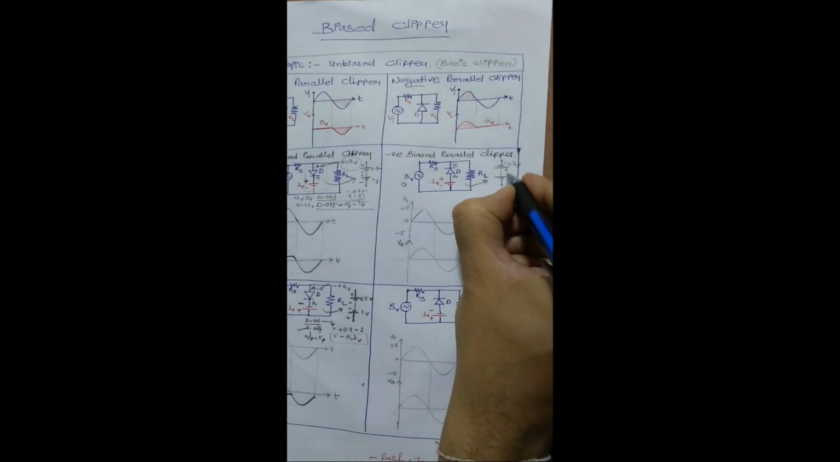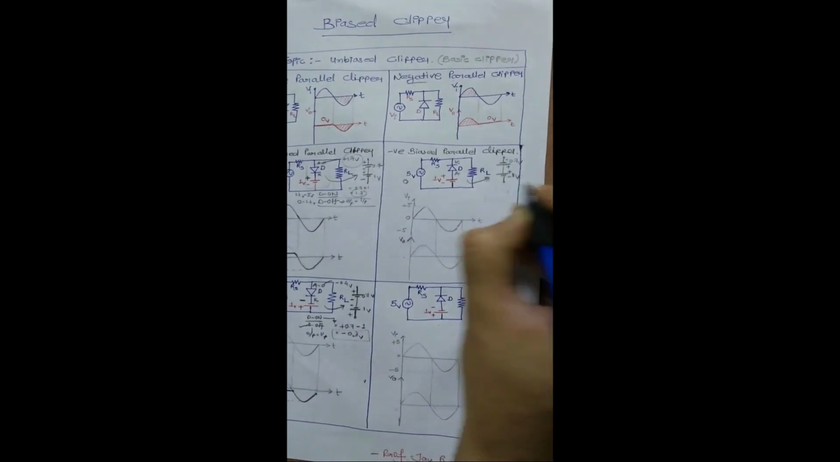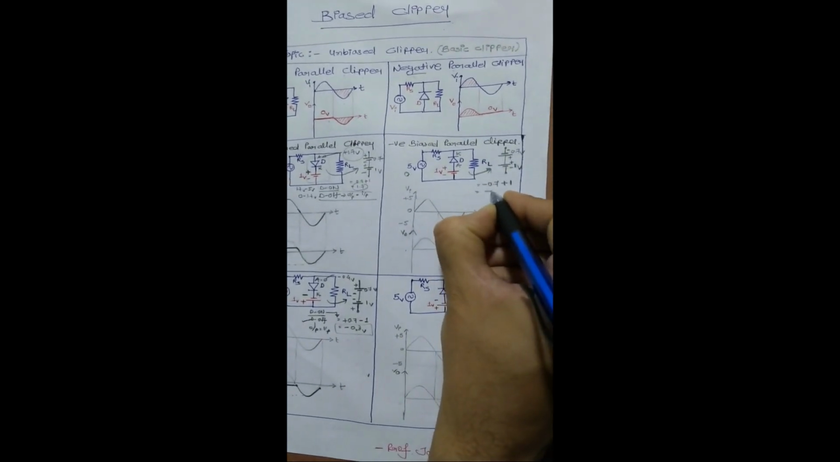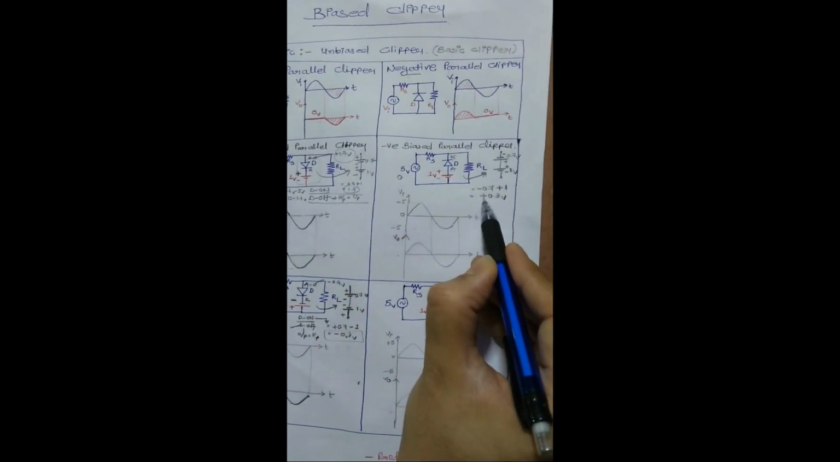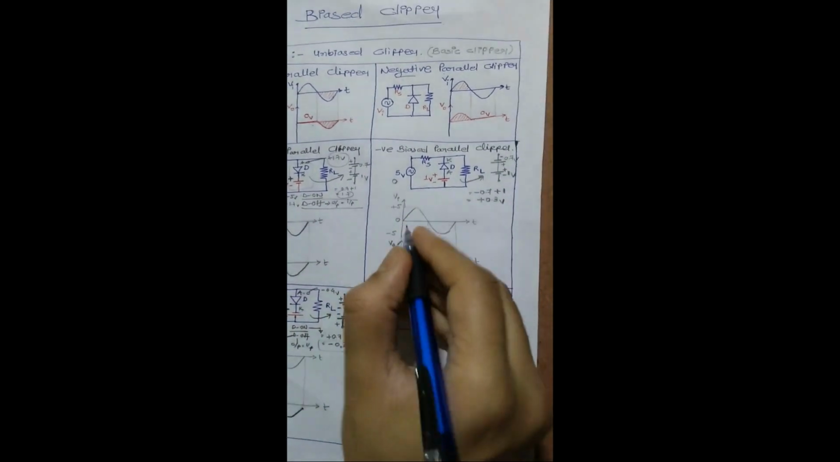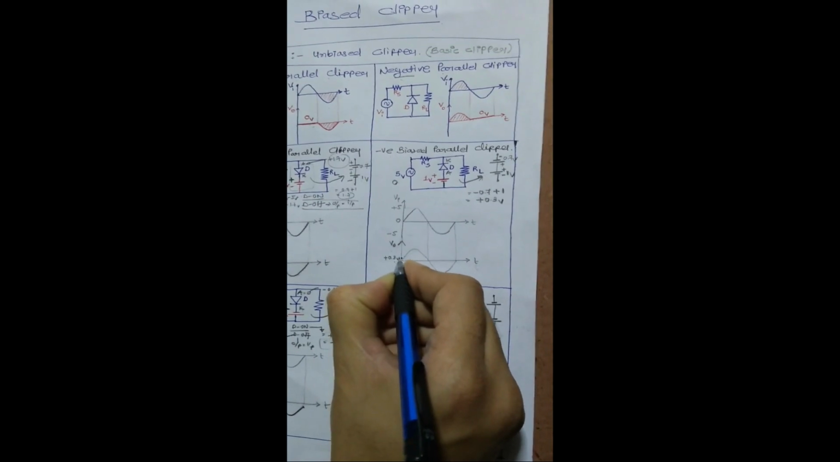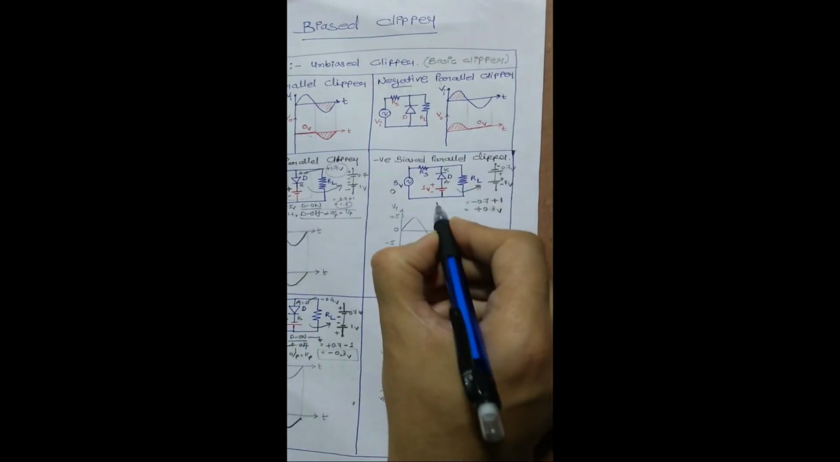And the bias voltage is upper plate plus, lower plate minus. Minus 0.7 plus 1 is equal to plus 0.3 volt. So your waveform is started at plus 0.3 volt, not at 0 volt. So your waveform starts from plus 0.3 volt. So initially D is on.